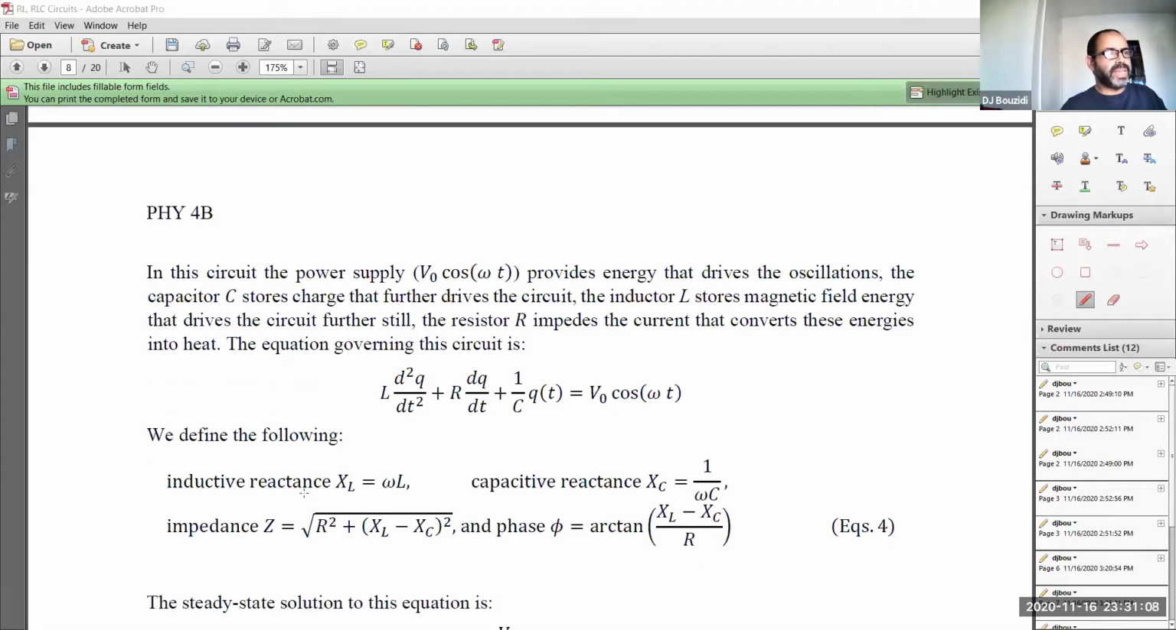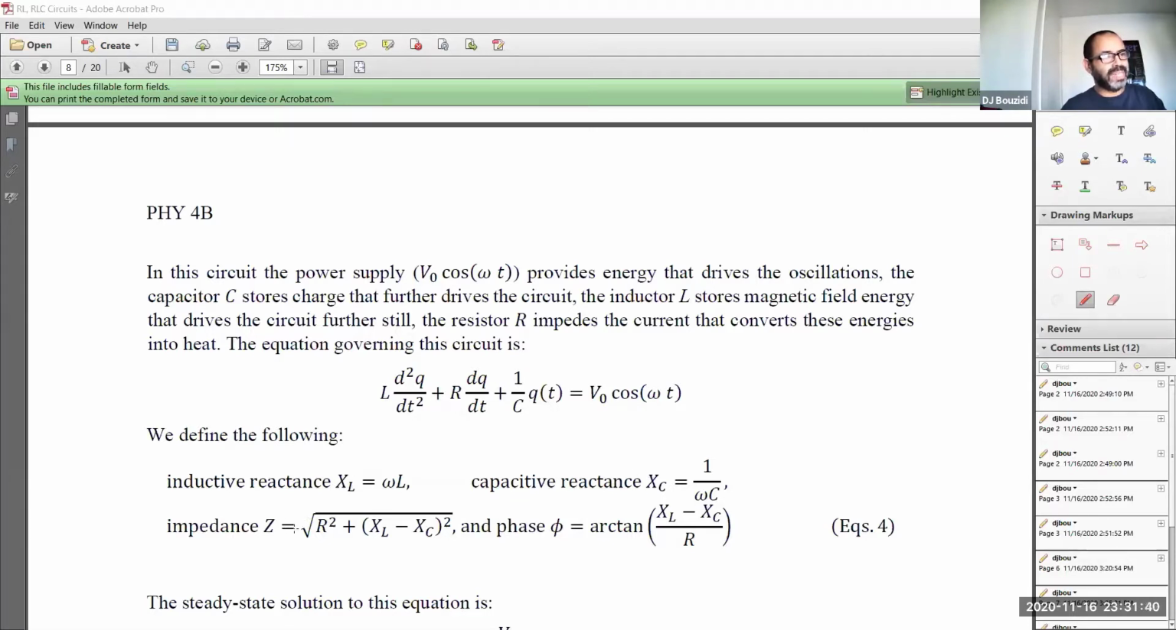We define something called the reactance, and the reactance is omega times L for the inductance, and for the capacitance, we define it to be 1 over omega C, okay, for the capacitive reactance. Reactance is similar to the resistance, okay? It has the same units as the resistance. The unit for XL is ohms. The unit for XC is ohms. The unit for R is ohms. So all of them are in ohms.